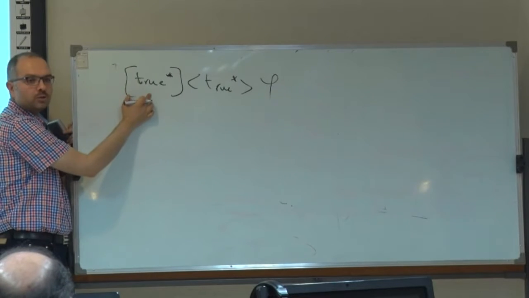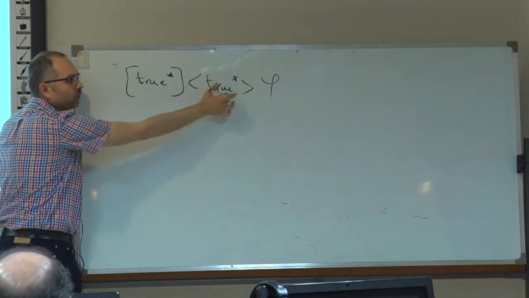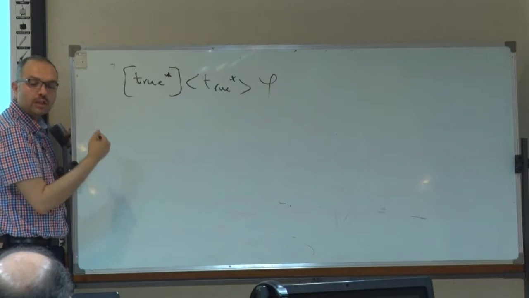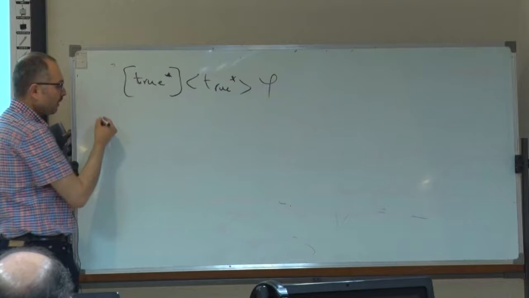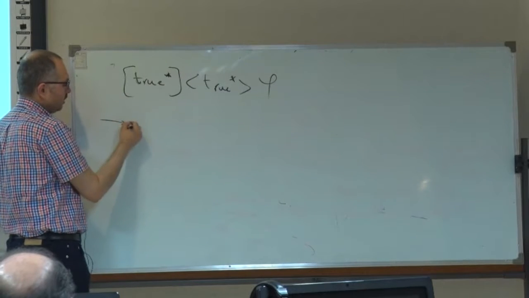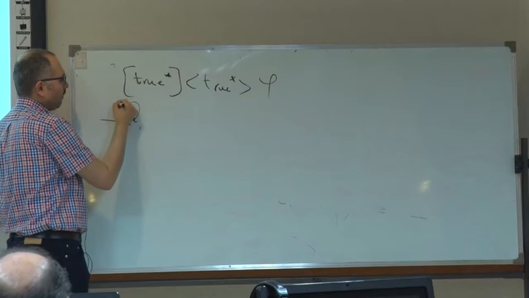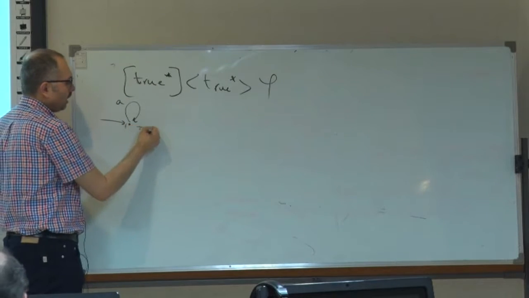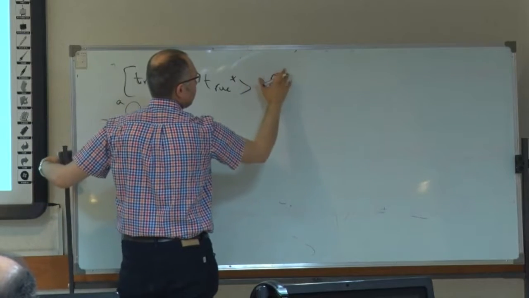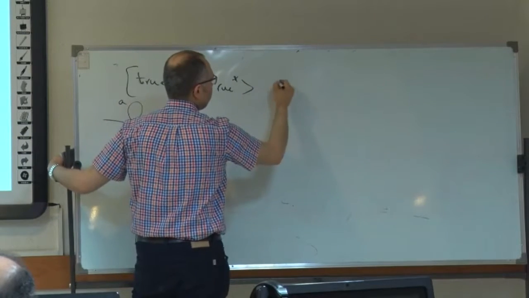It says no matter what you do, there is always a path to satisfying phi, right? What if I do this? So I have a single initial state. I have a way of spending time on nothing, and let's assume that phi means you can do an A, or you can do a B.